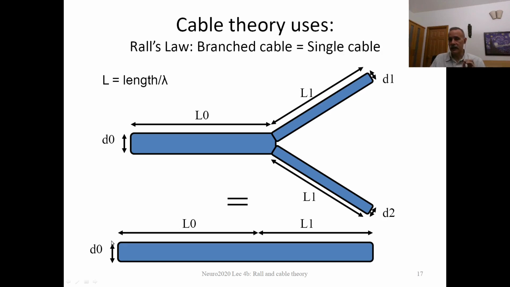So that's actually quite a remarkable simplification. It says that even this branching structure can be treated electrically speaking. Of course, it's not identical in terms of morphology. It's not identical in terms of where the synapses are connecting. But electrically speaking, and we'll see what the limitations are, this is equivalent to a single cylindrical compartment of diameter D0, electrotonic length L0 plus L1. So we'll see exactly what this means in a bit.